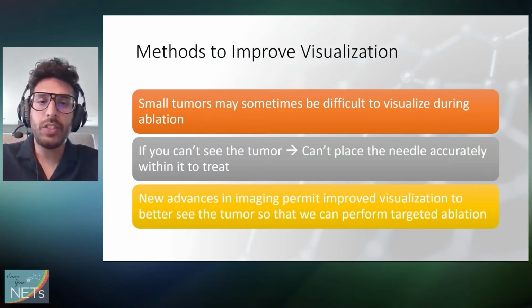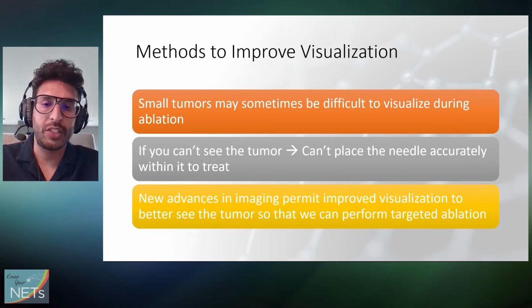So methods to improve visualization, as I mentioned, small tumors can be very difficult to visualize, but these are the tumors that are actually ideal for ablation because they're small. So unfortunately, though, if you can't see a tumor, you can't place a needle accurately within it to treat it. So it's a little bit of a tricky situation. So we now have some advances that we're using in imaging to help improve visualization.